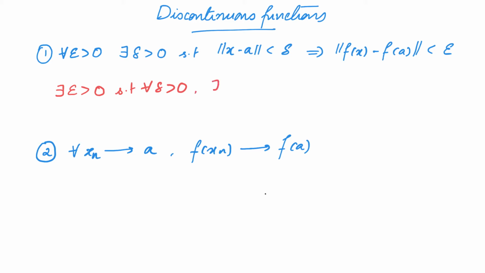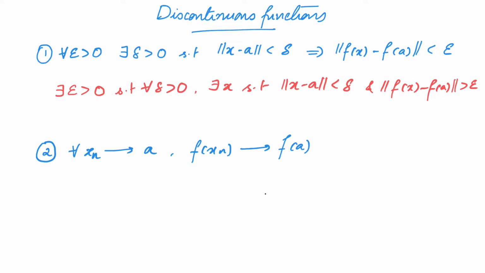Therefore, we can write this as there exists an x such that norm of x minus a is less than delta and norm of f of x minus f of a is greater than epsilon. Let us repeat. A function f is not continuous at a point A if there exists an epsilon greater than 0 such that whatever delta you take, you can find an x such that norm of x minus a is less than delta but norm of f of x minus f of a is greater than epsilon.